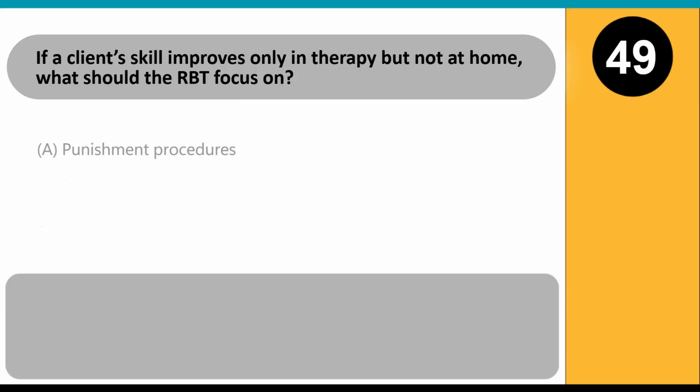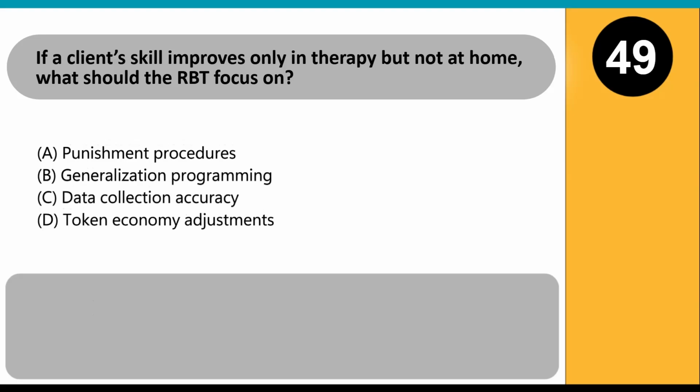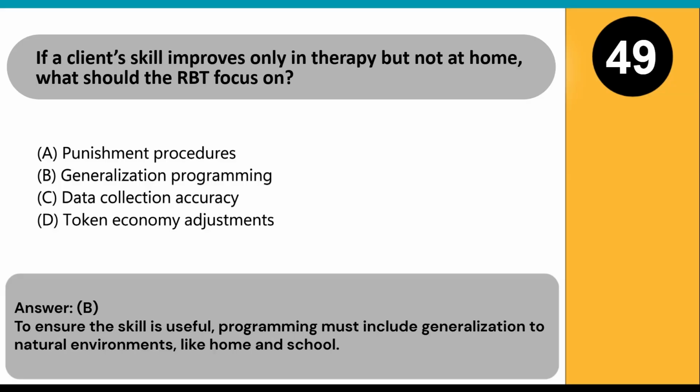If a client's skill improves only in therapy but not at home, what should the RBT focus on? A. Punishment procedures. B. Generalization programming. C. Data collection accuracy. D. Token economy adjustments. Answer: B. To ensure the skill is useful, programming must include generalization to natural environments, like home and school.